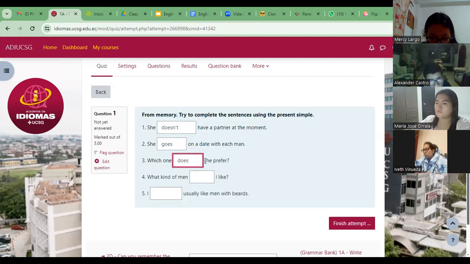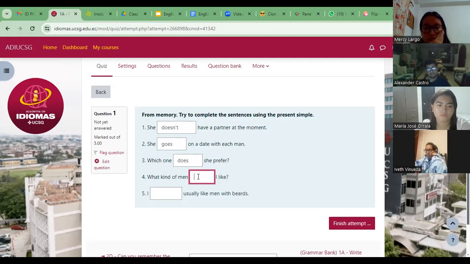Third person. Because we're talking about she, right? If it's she, it's a third person singular, so it means that we have to use the auxiliary form does. Good, excellent. Number 4, what kind of man?